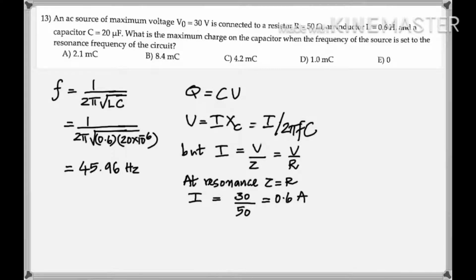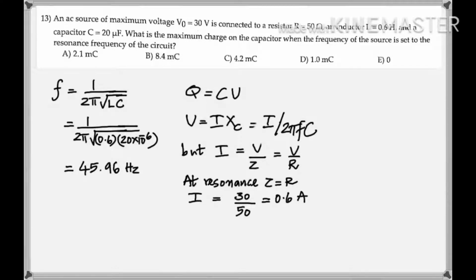And at resonance, you know that the impedance in the circuit is only the resistance. All right? So that's very important. At resonance, the impedance in the circuit is simply the resistance, because the voltage across the inductance and across the capacitance cancel out.